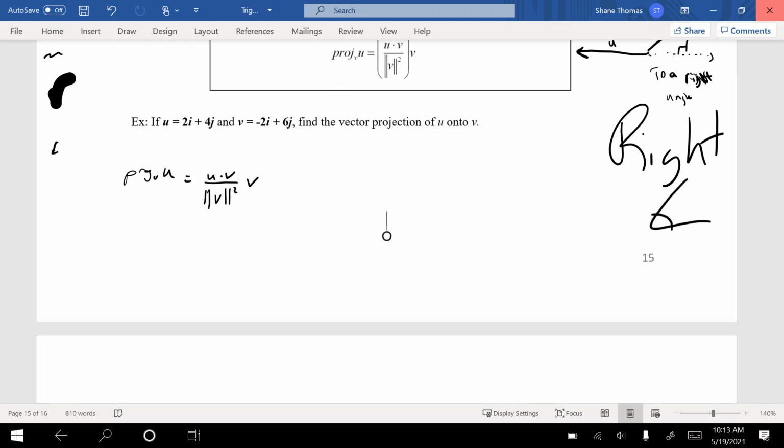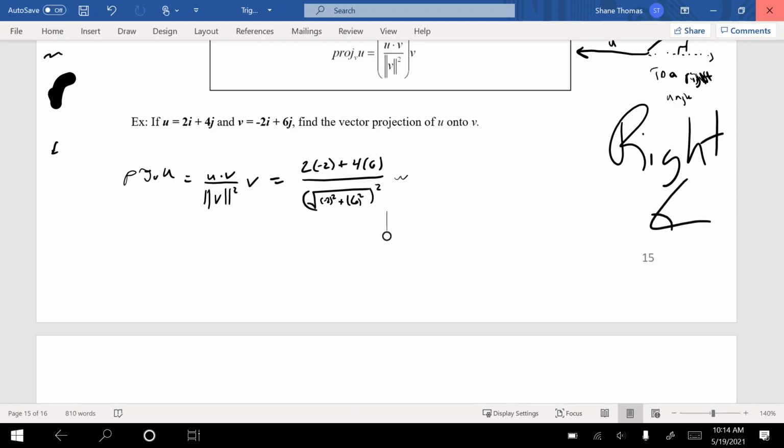Alright, so start plugging stuff in. So on top, I'm doing the dot product. So the dot product is going to be 2 times negative 2 plus 4 times 6. Pretty simple there, right? The bottom, I got to find the magnitude of V. So I'm going to have negative 2 squared plus 6 squared, and then the whole thing squared. And then I still have V hanging out. I don't like to bring V back in until the very last step. Okay?